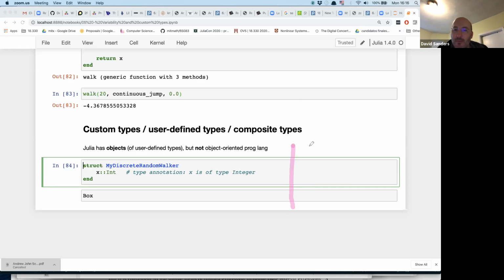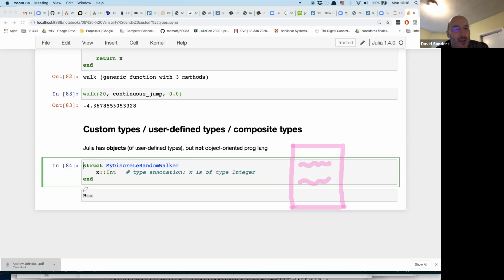Just make some kind of box. And inside the box, there is some data. Here's one bit of data, here's another bit of data. In this case, there's only one bit of data, X. But that's what it makes, a box with some data inside. And that box is called a my discrete random walker box. It's a box of that type.